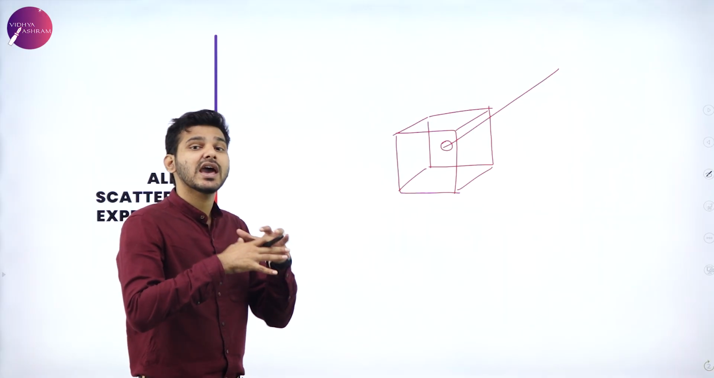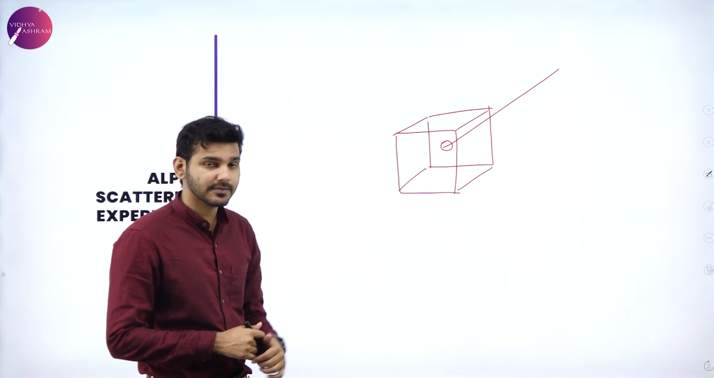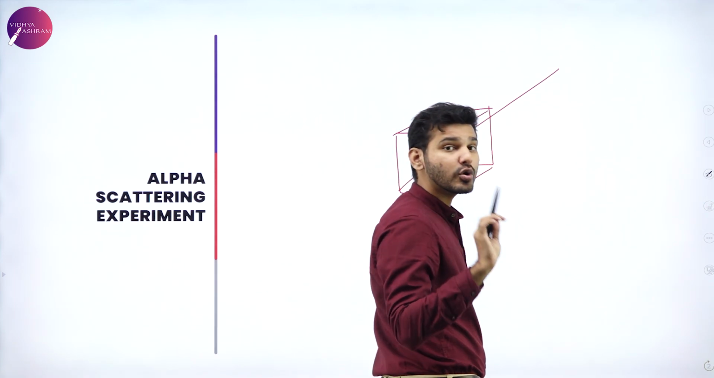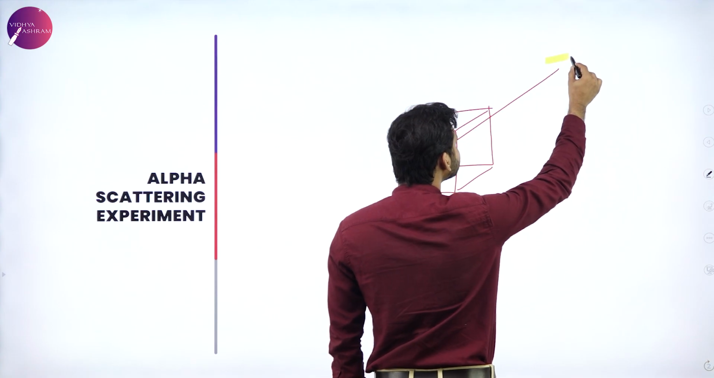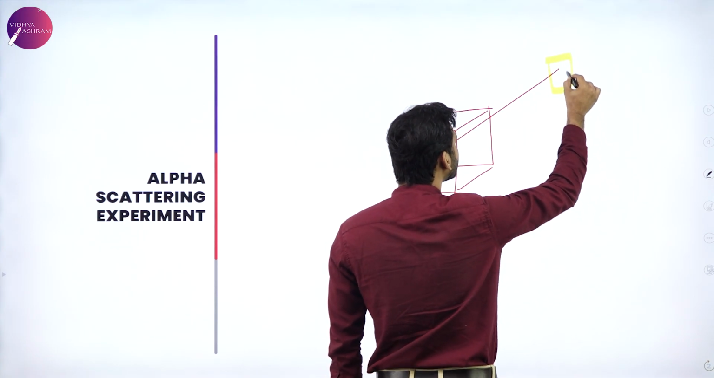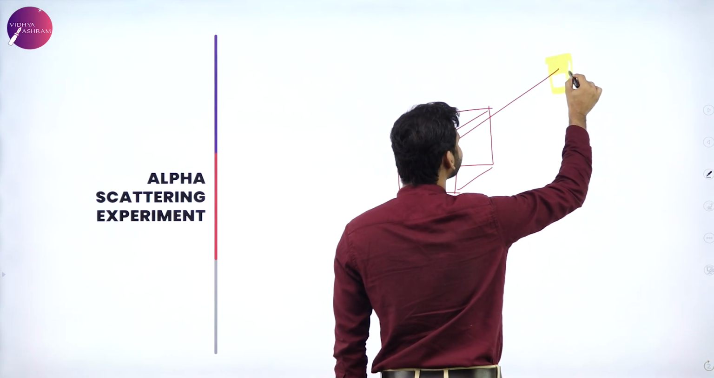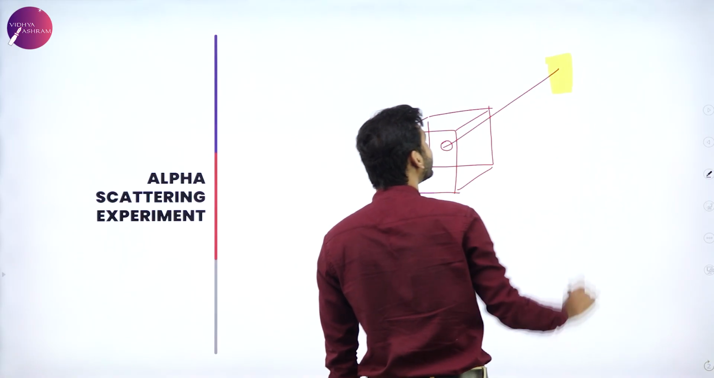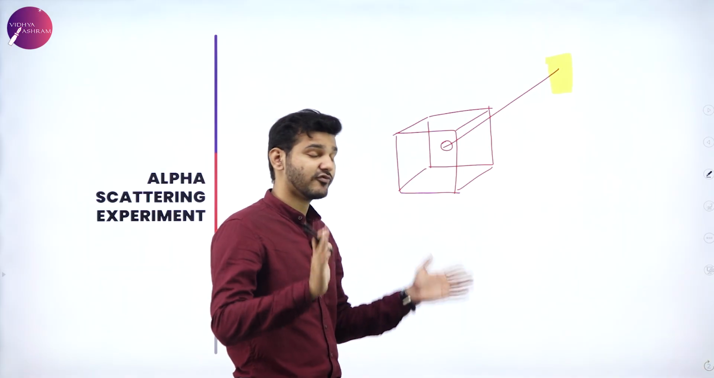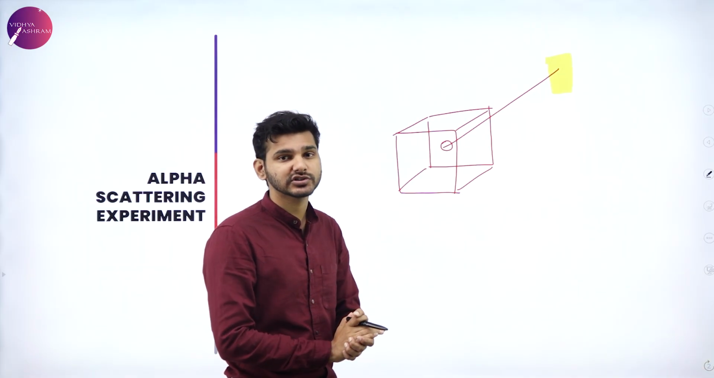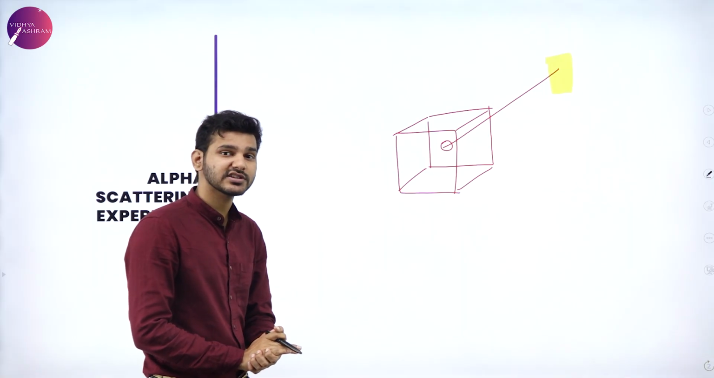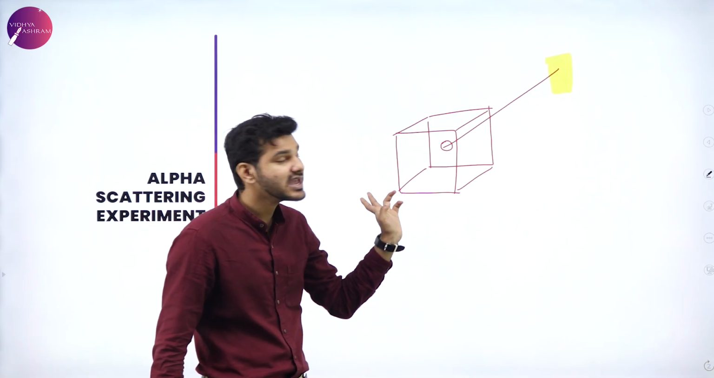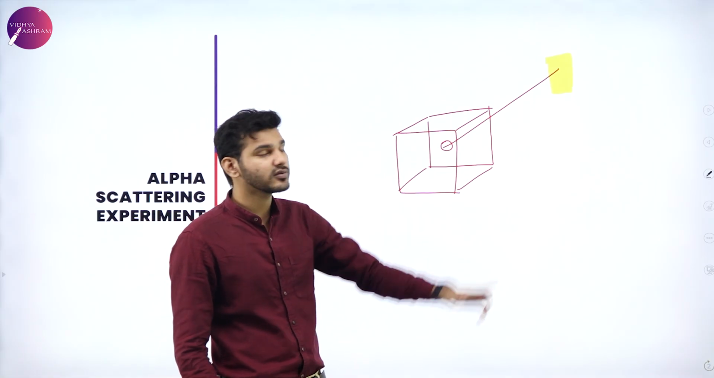He kept an alpha emitter inside a lead box, and then he placed one very small piece of gold foil that was very thin. Gold is highly malleable, so it can be made to be a few atoms thick. It is also very ductile. That is why he chose gold foil for this particular experiment. So he kept a gold foil like this, and then he emitted alpha rays at the gold foil.